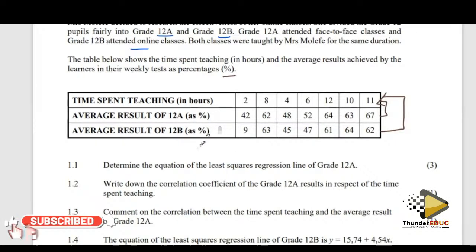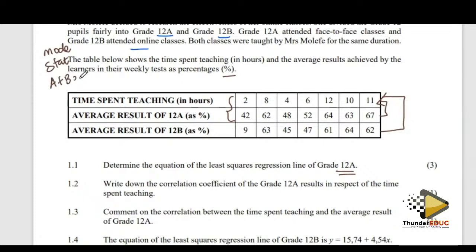Then they ask us to determine the equation of the least squares regression line of 12A. So we just need to capture this within our calculators. Remember, the steps are quite clear and simple. So we said we always have to start with the mode. And then from the mode, you choose the stat. Then after getting the stat, we need to look for the A plus BX, a small a and a small b x.